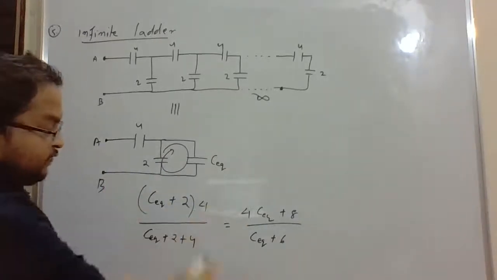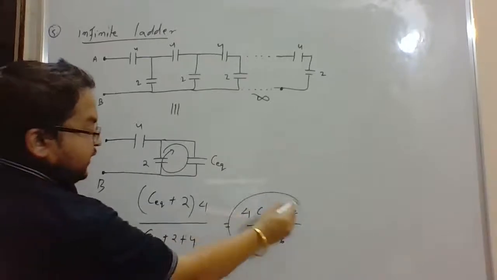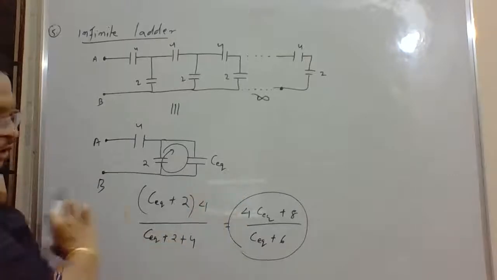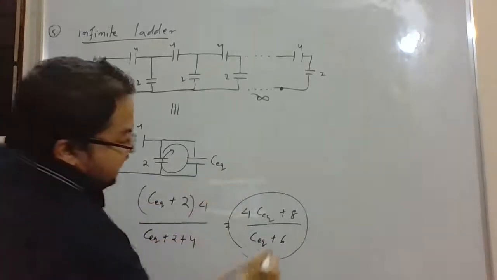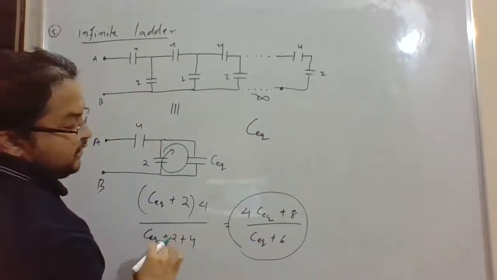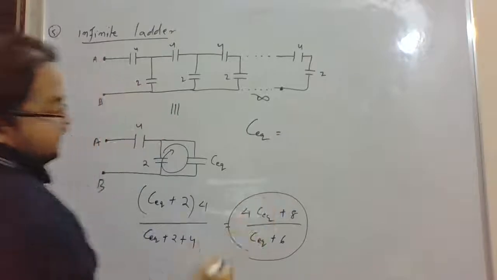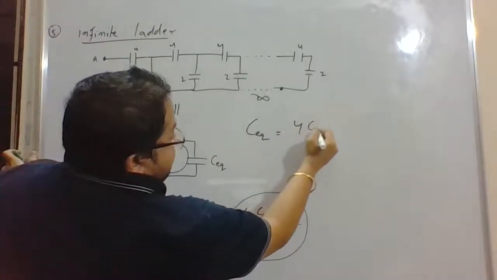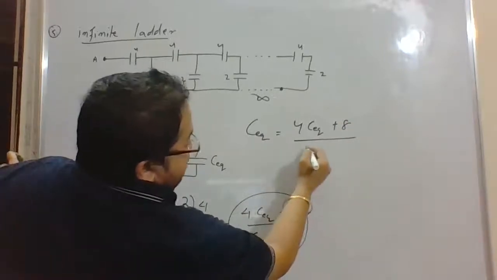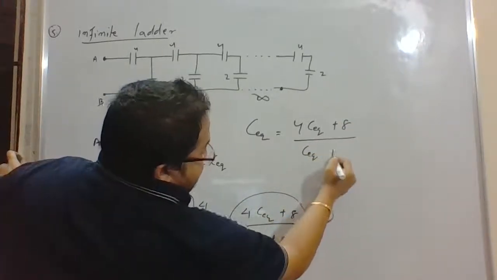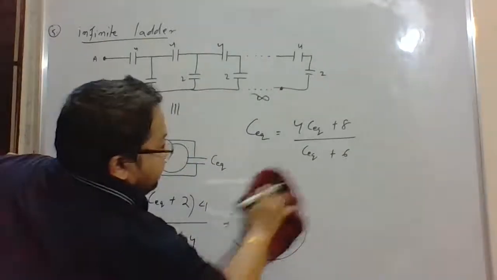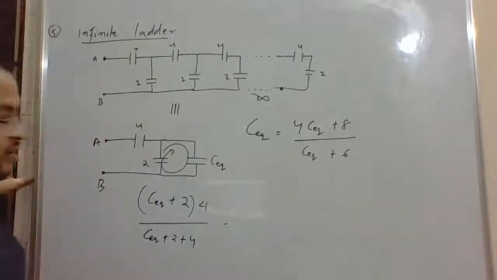Now, if this is the value I'm getting, so obviously this is the value of your infinite ladder capacitor. So obviously I can say that this entire thing is equal to your C equivalent. So C equivalent can be written as 4 C equivalent plus 8 by C equivalent plus 6. Okay. Now, obviously, I need to do a bit of maths here.